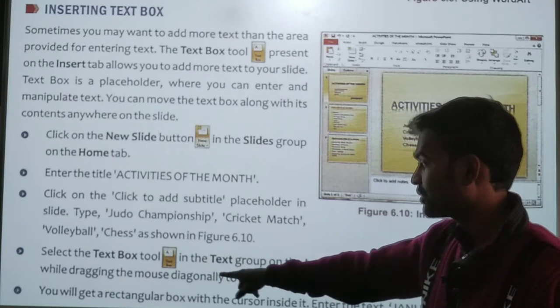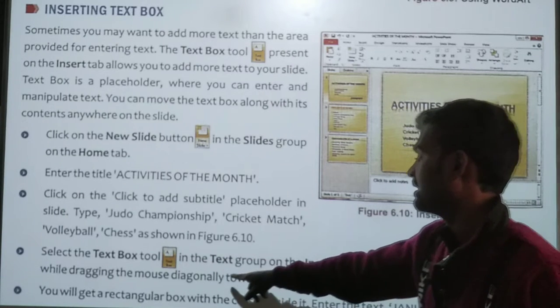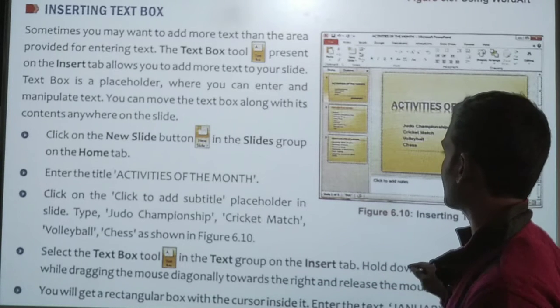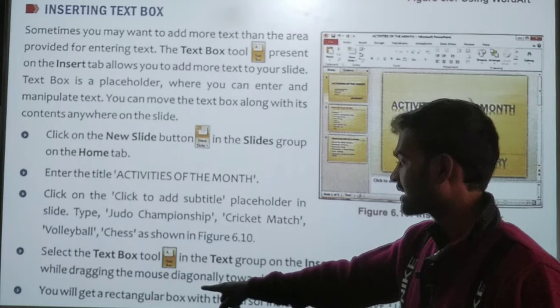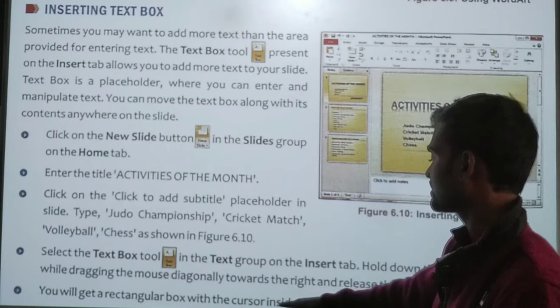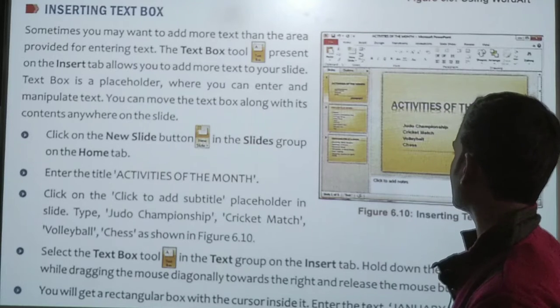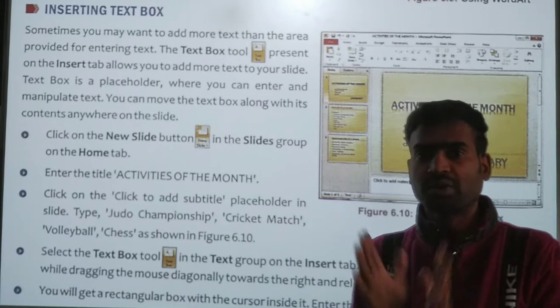While dragging the mouse diagonally towards the right, release the mouse button. You will get a rectangular box with the cursor inserted. Enter the text January.